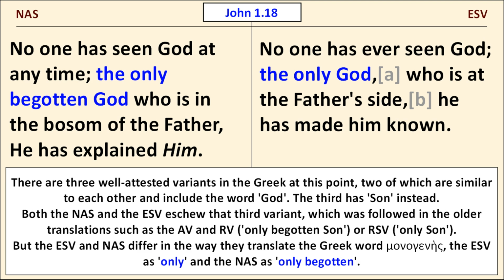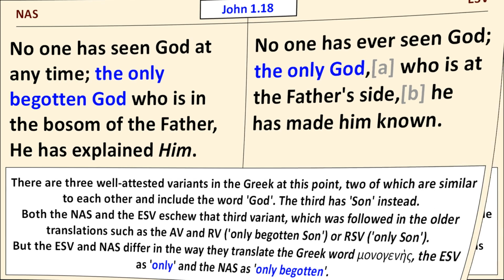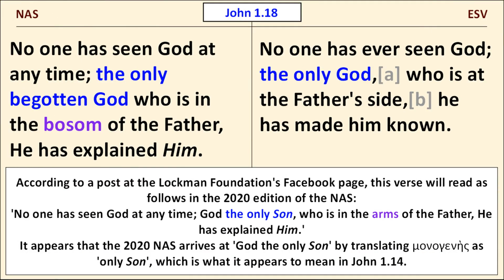I'm not a philologist, just a Bible reviewer, so I depend on lexicons. Bauer gives unique or only as the primary meaning of monogenes, but he also notes that some experts lean toward only begotten. According to a post at the Lockman Foundation's Facebook page, this verse will read as follows in the 2020 edition of the NAS. No one has seen God at any time. God the only Son, who is in the arms of the Father, he has explained him.